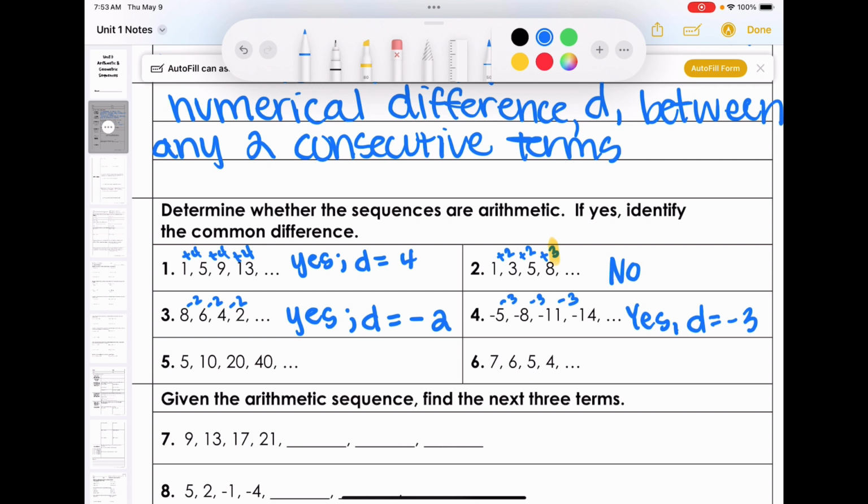All right, 5, 10, 20, 40. So to get from 5 to 10, I'm adding 5. To get from 10 to 20, I'm adding 10. Then I'm adding 20. So that is not adding or subtracting by the same number, so this is not an arithmetic sequence. All right, number 6, we have 7, 6, 5, 4. So we are subtracting by 1 every time, so yes, this is an arithmetic sequence, and our common difference would be negative 1.